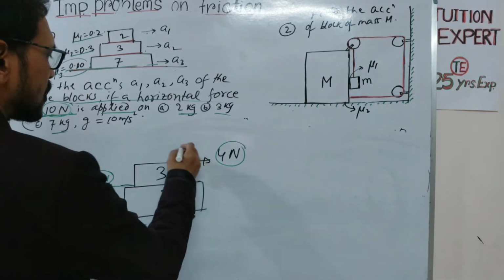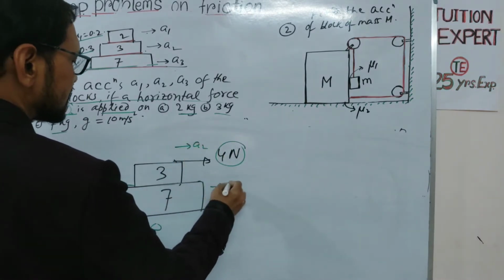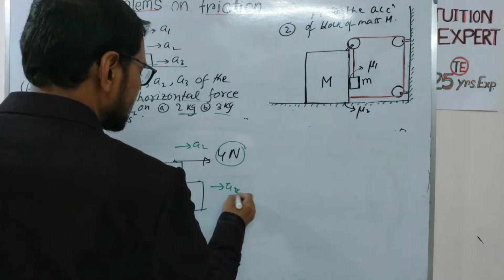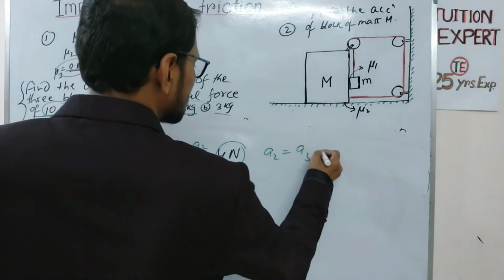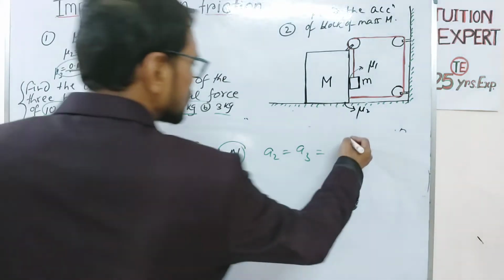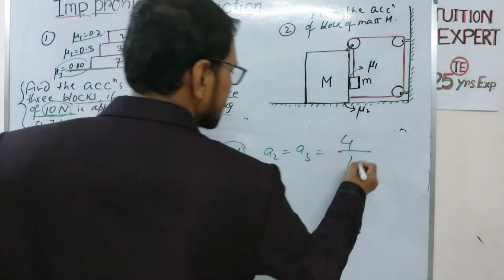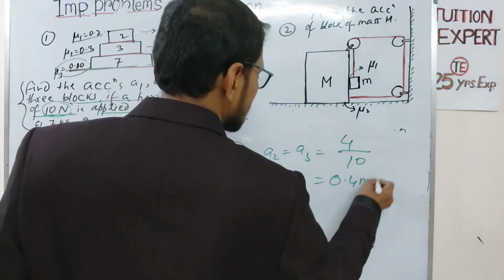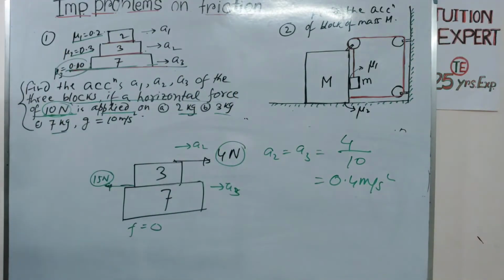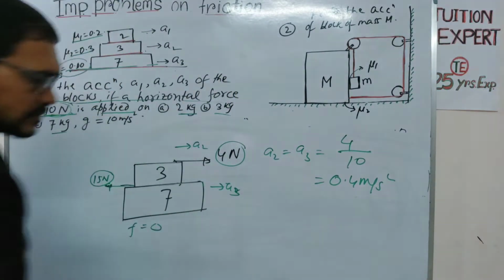Now the acceleration of 3 and 7 will be the same, so A2 and A3 will be the same, which is equal to force by mass. Force is 4, mass is 3 plus 7, which is 10, so that is 0.4 meter per second square. So A2 and A3 have this acceleration.